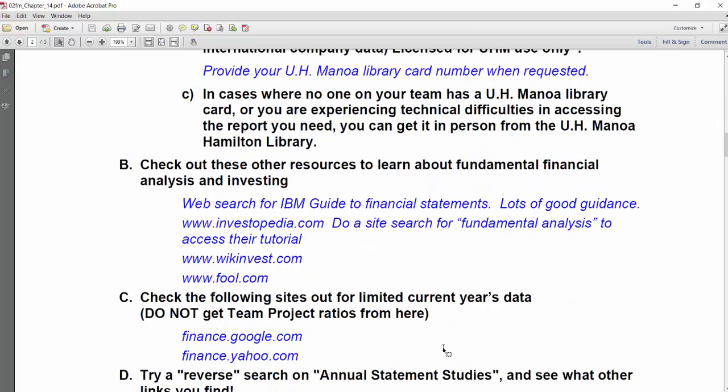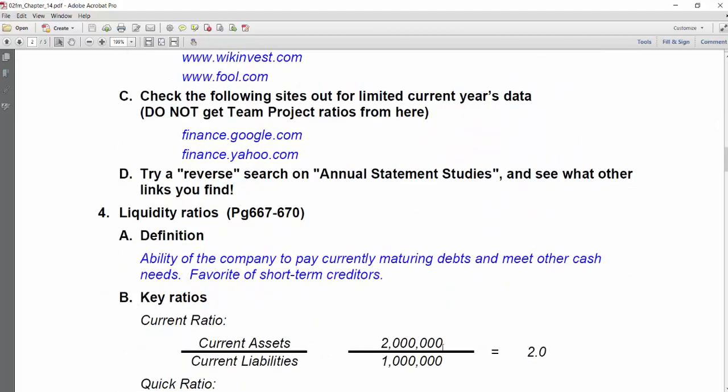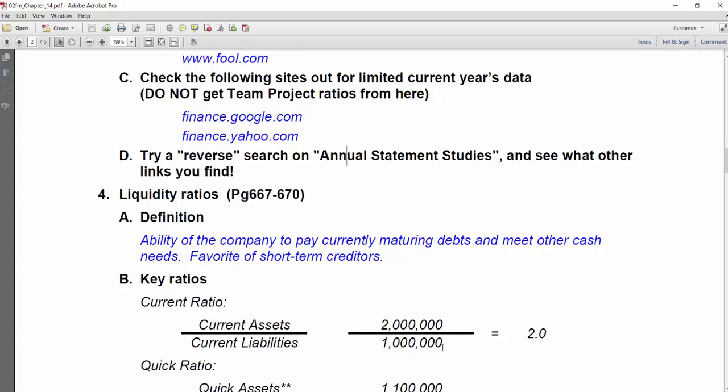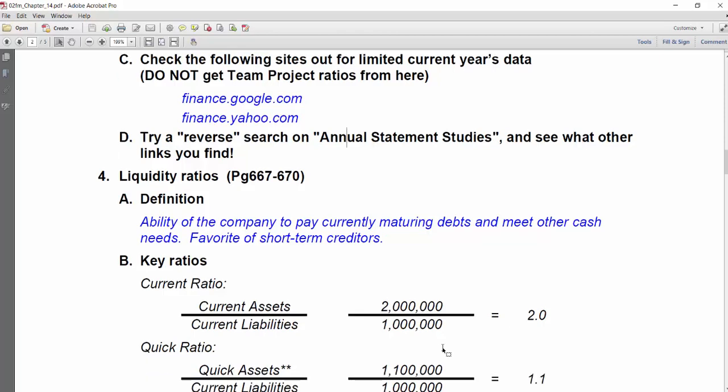The first one, liquidity, involves primarily current assets and current liabilities. It looks at the company's ability to come up with money to pay for their debts that are coming due soon and other cash needs. And the party that cares the most about these ratios are short-term creditors. Those are people who are going to loan the company money for, say, 2 years or less. And in the case of very short-term creditors, we might be looking at a matter of months or even weeks.